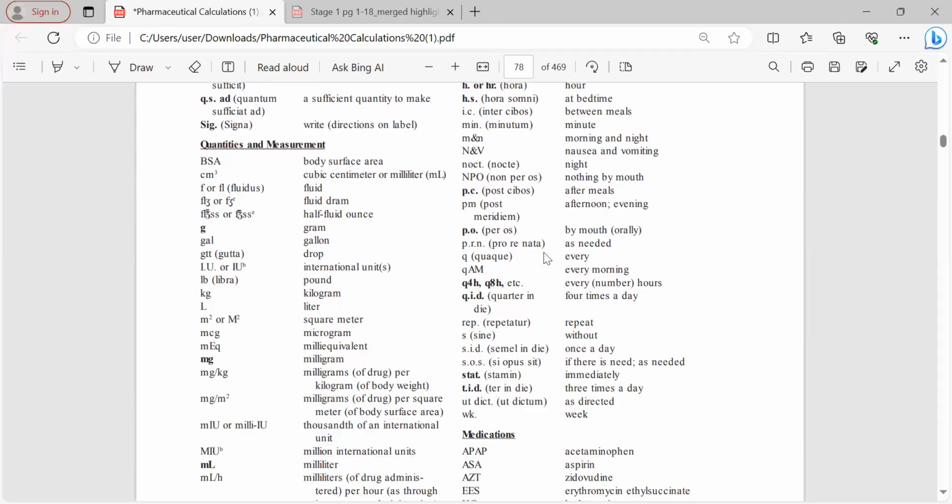Then PRN as needed. Q is for every. So if you see Q, then something after that, it's every, then whatever follows. Then QID 4 times a day. TID or I think TDS 3 times a day.